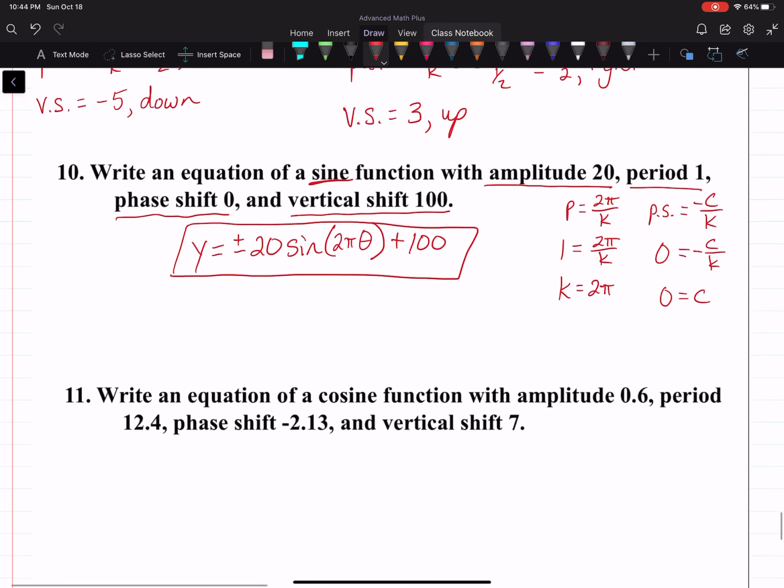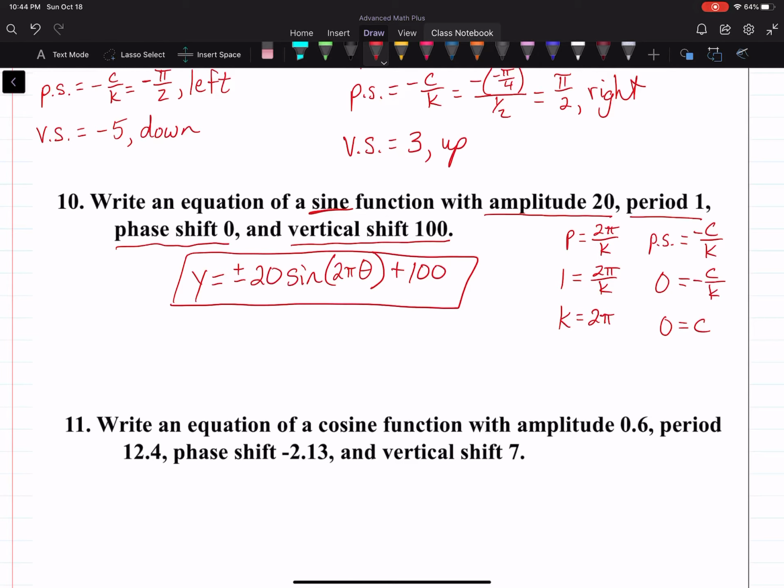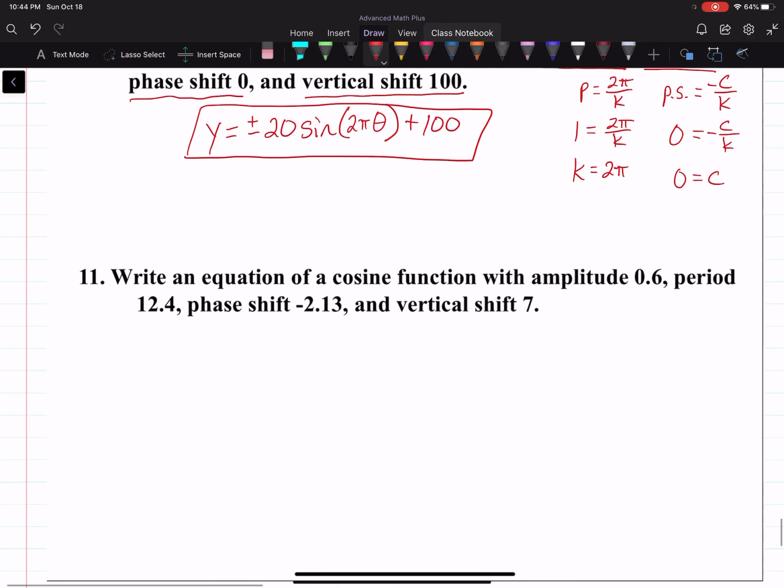Okay, so again, not much work to show except for figuring out your k and your c. You know your a and your h. They're easy. All right, 11, I'm just going to write it out one more time. A cosine of k theta plus c, plus h. That is your formula, and you're just plugging in.